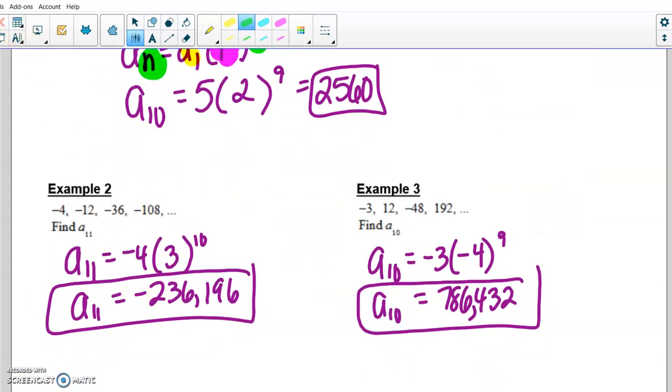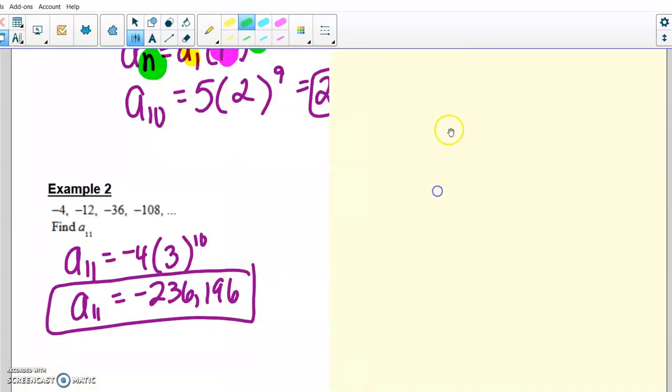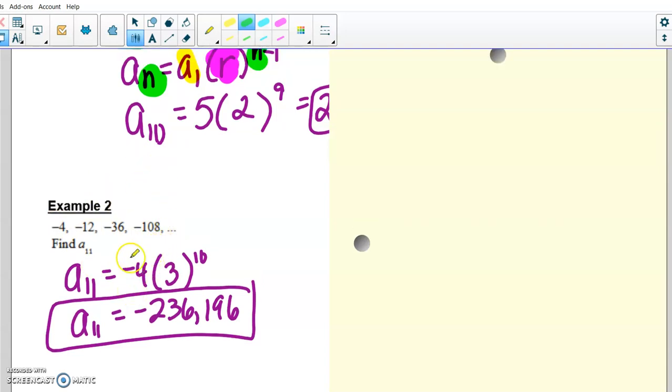All right, next example. On this one, it's written out as a sequence, and it says we have -4, -12, -36, -108. So again, remember the formula says to put your first term first. Here we have to figure out what our common ratio is. Many of you probably could see that -4 times 3 is -12. -12 times 3 is -36. So that's how 3 is here.